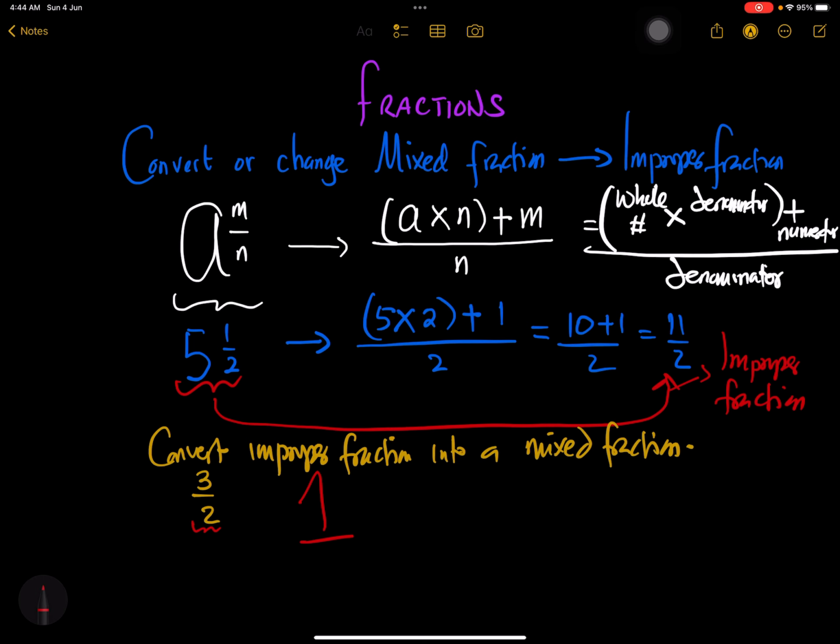Now, if 2 goes into 3 only once, there should be a remainder, because 2 going into 3 once is just 2. We need to add 1 to that 2 to give us a 3. So there's going to be a remainder of 1, and then we divide it by this same denominator, 1 over 2. And we can always check back to make sure it's correct. We can multiply the whole number by the 2, add the 1, and divide by the denominator, giving you 2 plus 1 over 2, which is 3 over 2.